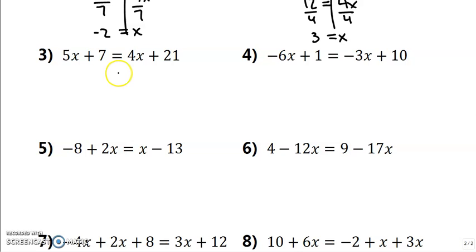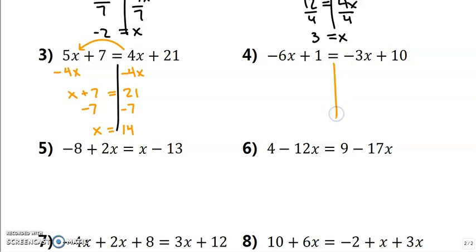Okay, question number 3, line down the equal sign. This time it's going to be more convenient to move the 4x to the left. Doing so subtracts 4x and subtracts 4x, and I just get x plus 7 equals 21. Get rid of this pesky 7 by subtracting it, and we get x equals 14.